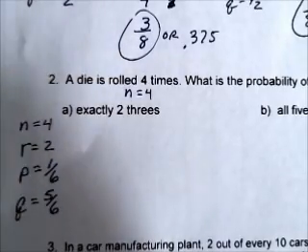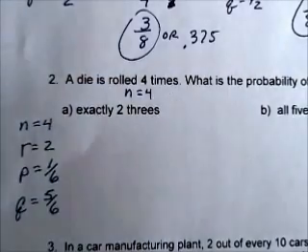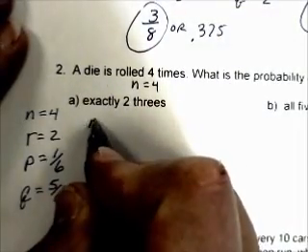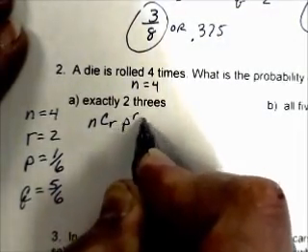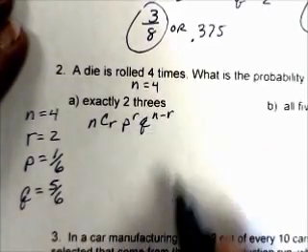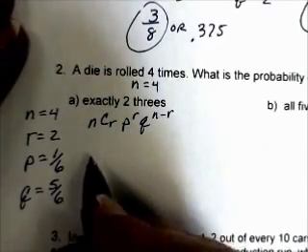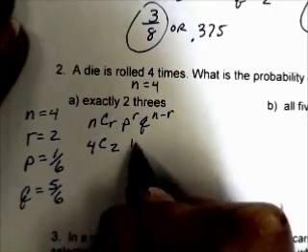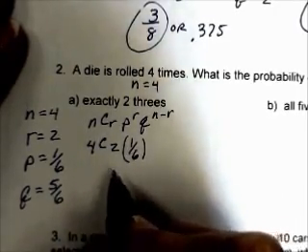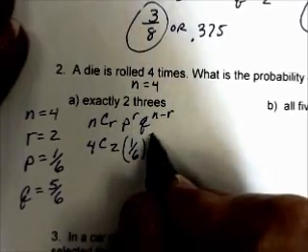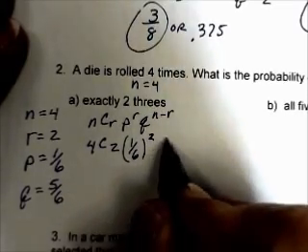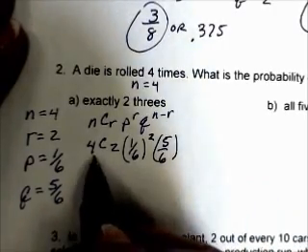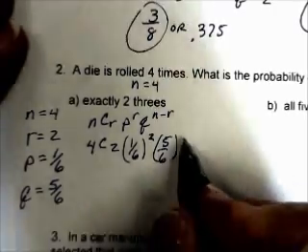Okay, so nCr, p to the r, q to the n minus r. For 4C2, our p value is 1/6, our r value is 2, and our q is 5/6, raised to the n minus r, 4 minus 2, which is 2.